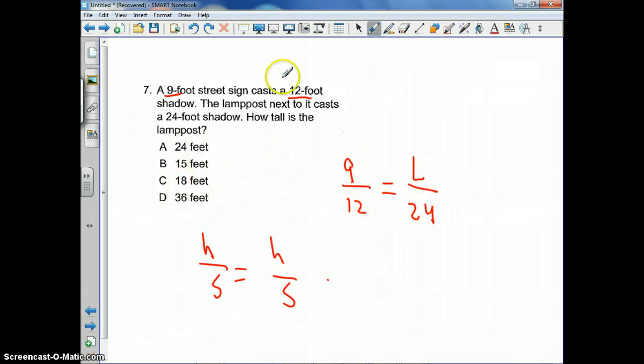The one thing I want you to do on your own is just finish this. You know how to do it and find the answer to that. Any questions? All right, we're done.